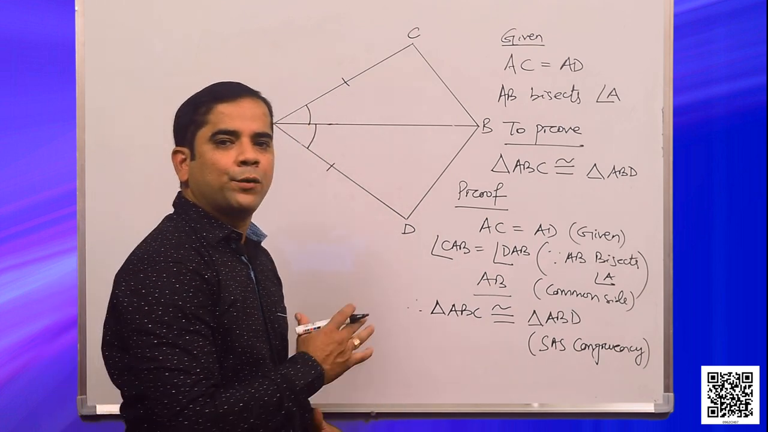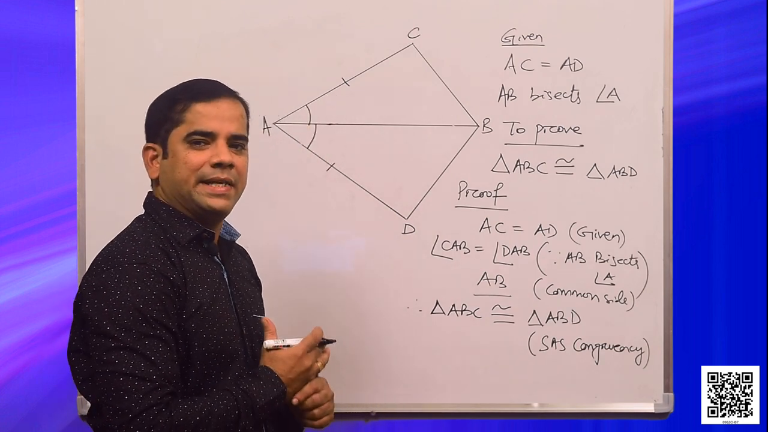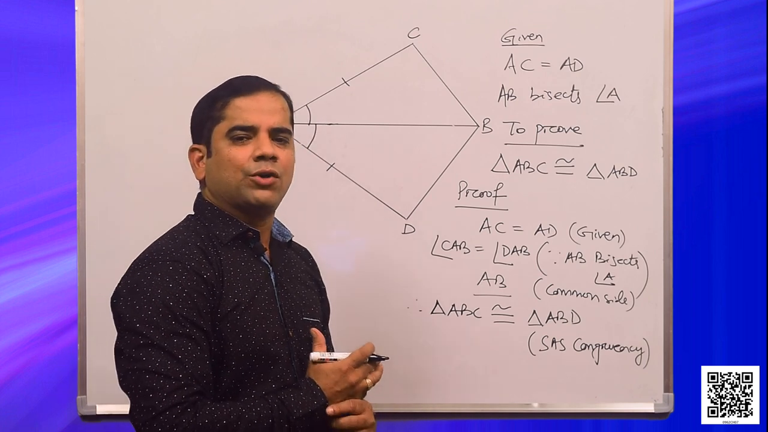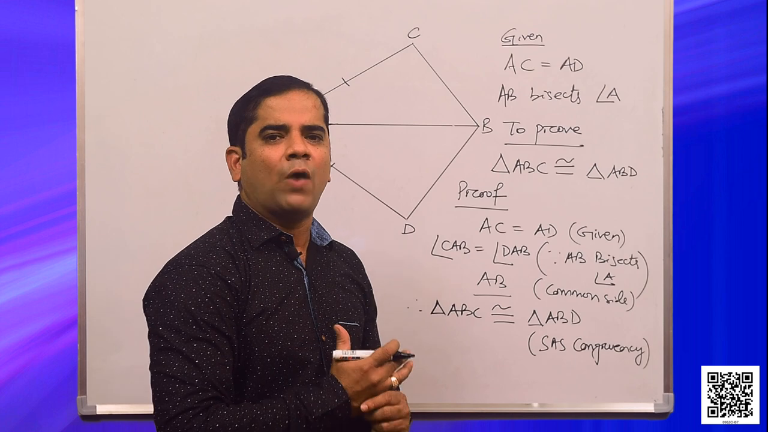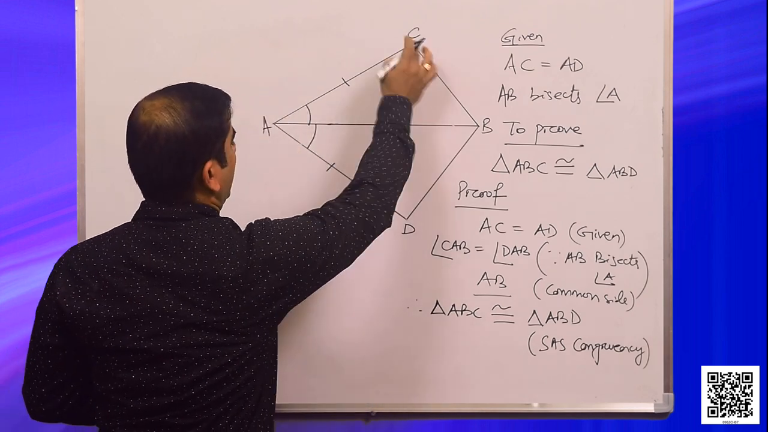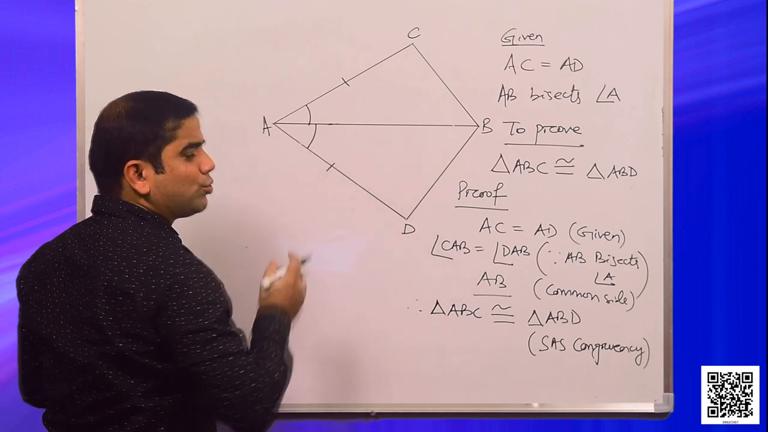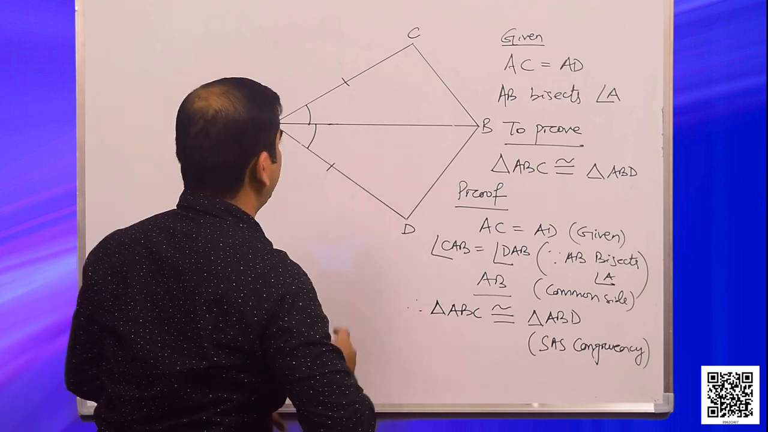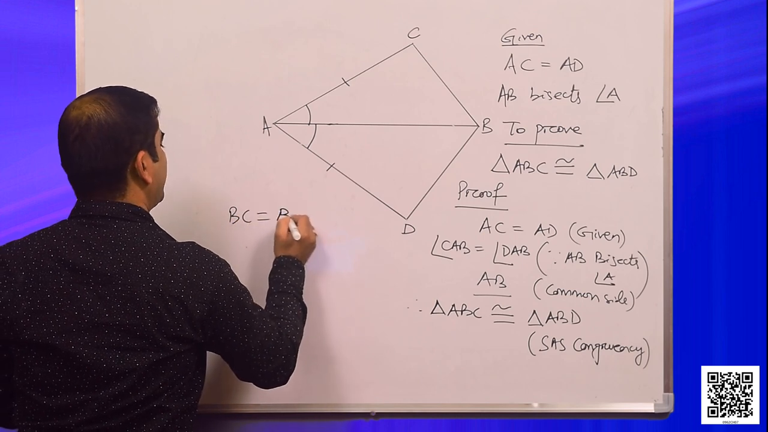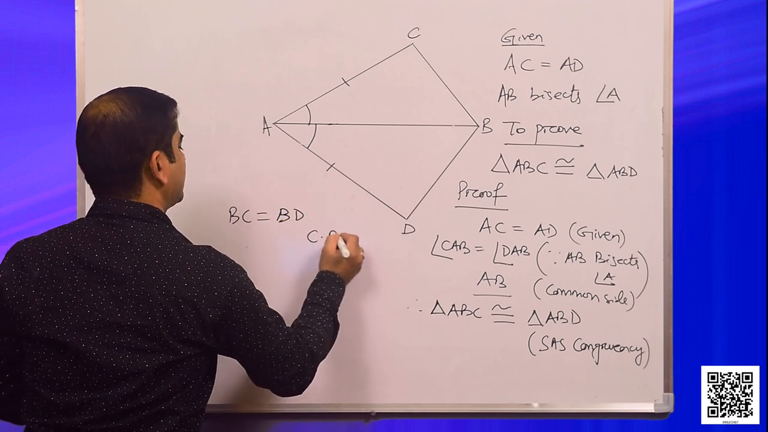Fine. So, we have proved that triangle ABC is congruent to triangle ABD. What else does the question ask? It asks, what can you say about BC and BD? As the two triangles are congruent to each other, that means BC is equal to BD, that is CPCT.